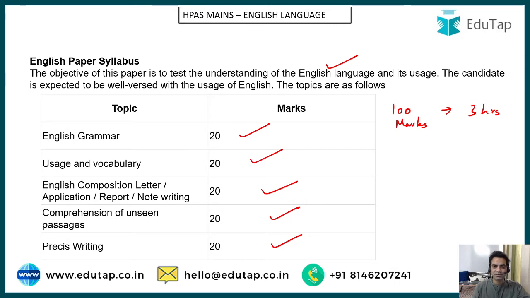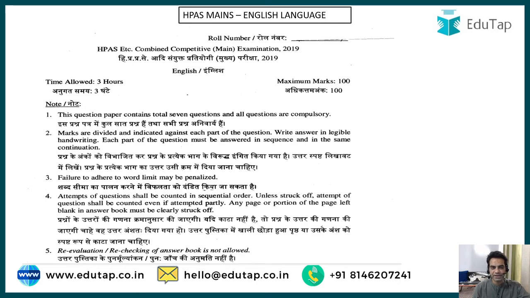So guys, let's look at the previous year paper, the exam that was given last year, so that you can get a better idea of what type of questions you may face in the exam. This is an actual copy of the paper for the year 2019. Let's go through the important points and see what type of questions the aspirants had to face in 2019. The time allotted was 3 hours. Again, maximum marks 100.